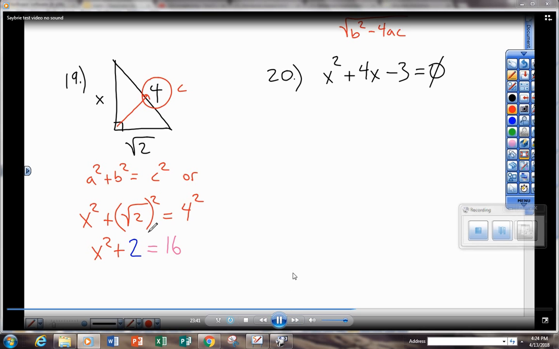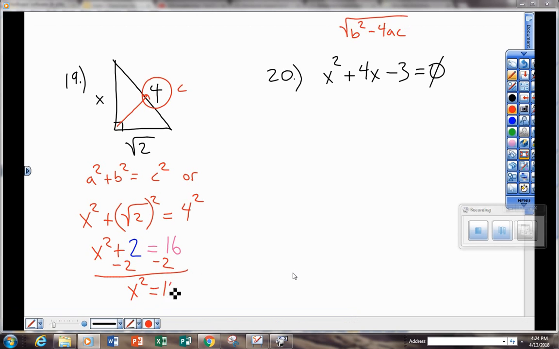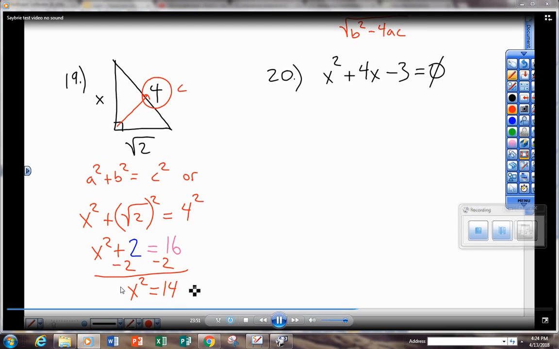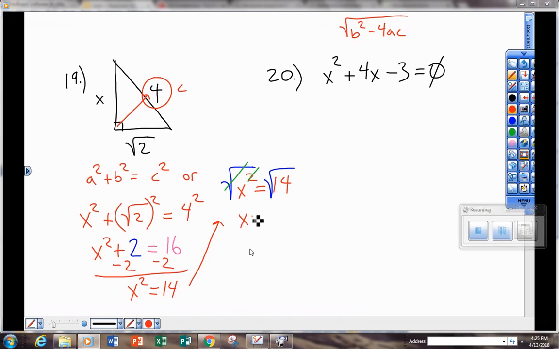So to solve this one here, I'm going to subtract 2 on both sides, and that gives me x squared equals 14. And then to solve for x, the opposite of squaring is square rooting. So if I have x squared equals 14, I square root both sides. The square root cancels the square and leaves you just plain old x. Then I have x equals the square root of 14.